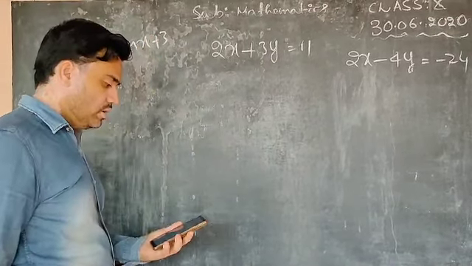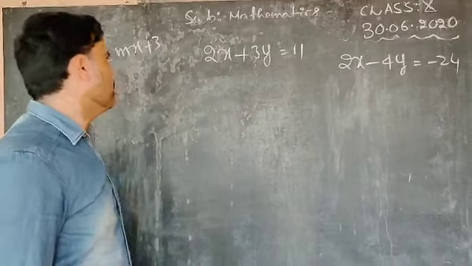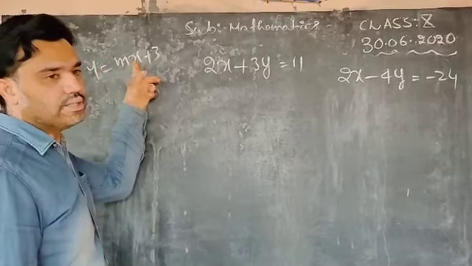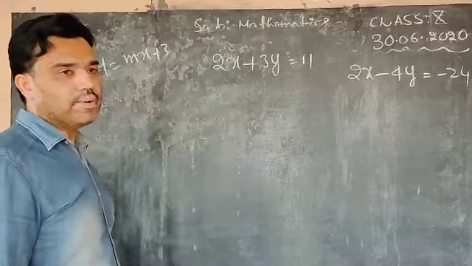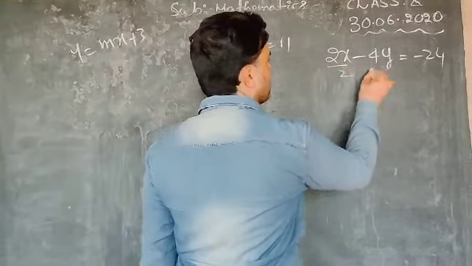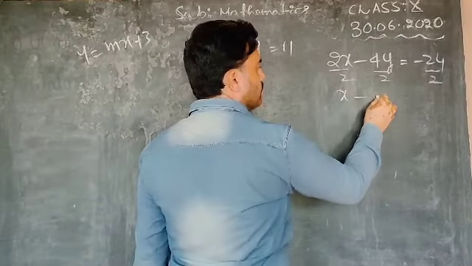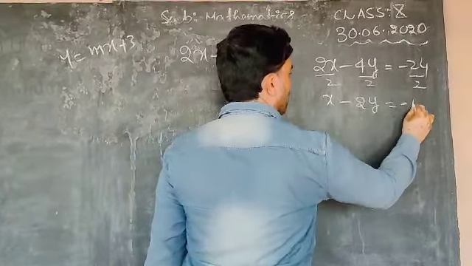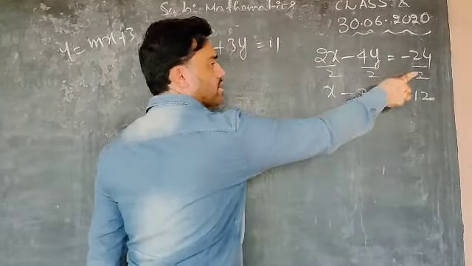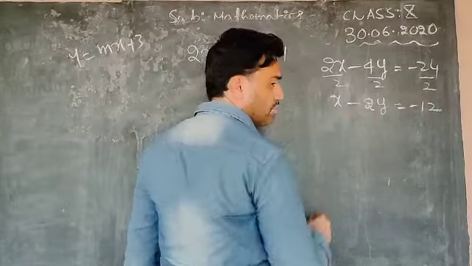Okay, so now here we have to calculate the value of m, meaning after substituting y and x in the given equation we can calculate m. So now the second equation, once you see, the whole equation can be divided by 2, isn't it? x minus 2y is equal to minus 12. Okay, the whole equation can be divided by 2: 2 ones are 2, 2 twos are 4, 2 twelves are minus 24.